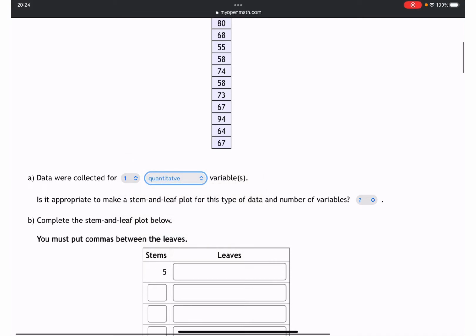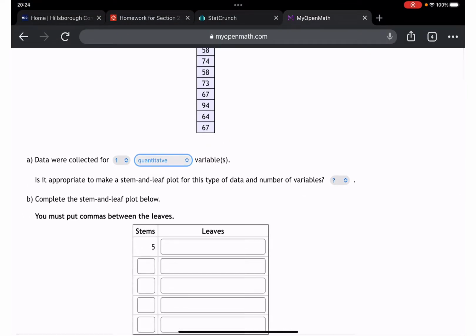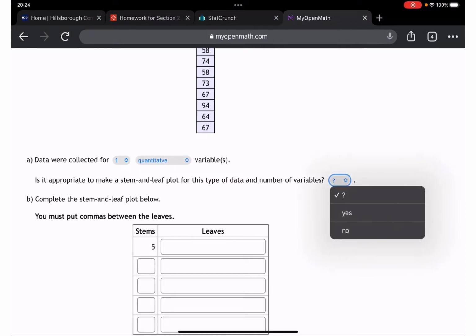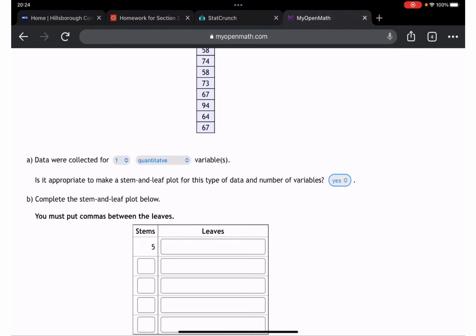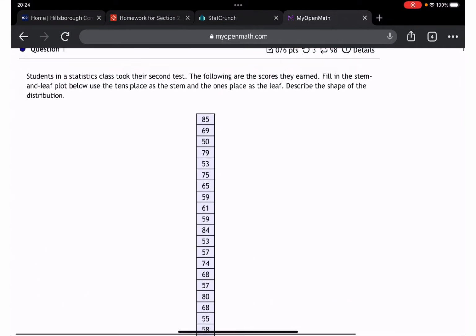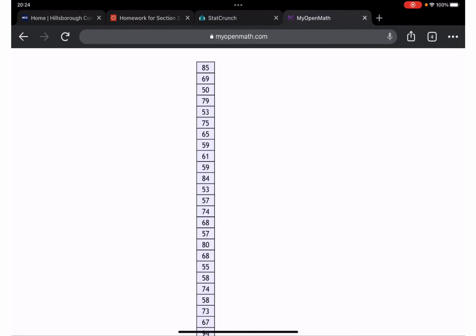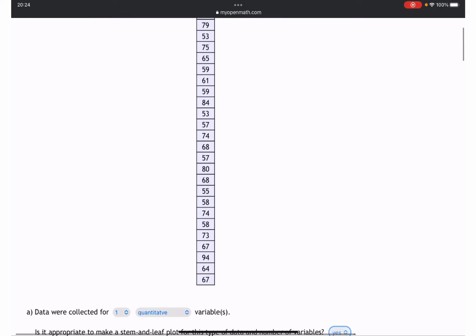Is it appropriate to make a stem and leaf plot for this type of data and number of variables? Yes, because you can build a stem and leaf for data of this sample size. Let me put it this way. How many do we have? 1, 2, 3, 4, 5, 6, 7, 8, 9, 10, 11, 12, 13, 14, 15, 16, 17, 18, 19, 20, 21, 22, 23, 24, 25, 26, 27.